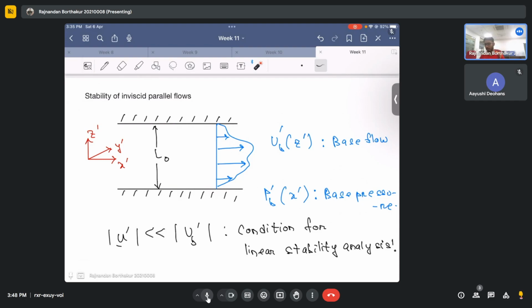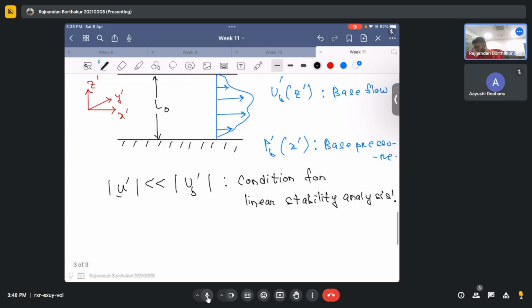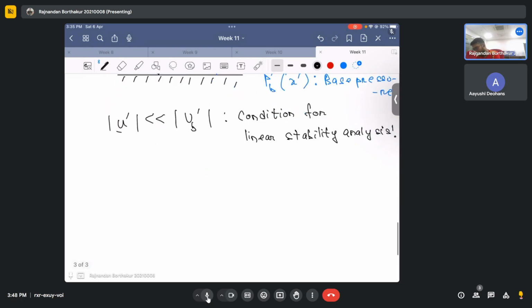We'll stop here for some time as this is a new topic. We'll go very slowly and then follow the procedure step by step. But before this, I would just state the assumptions. This base flow is always a steady state solution.